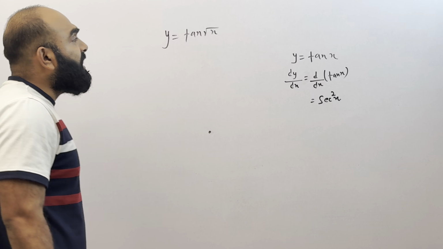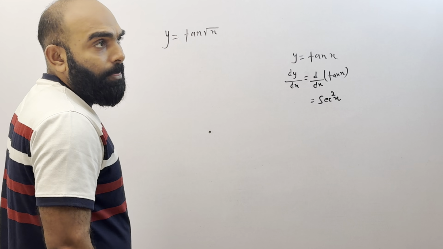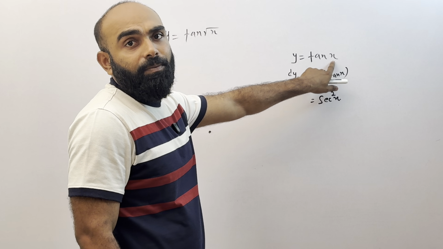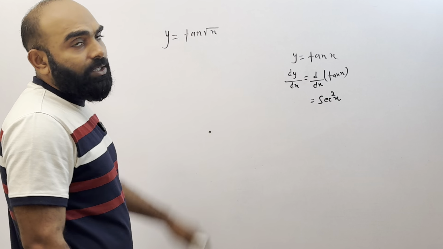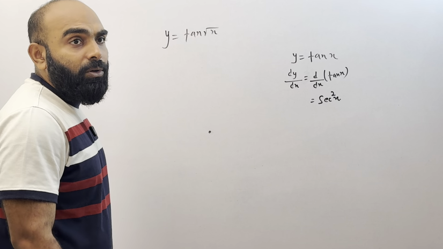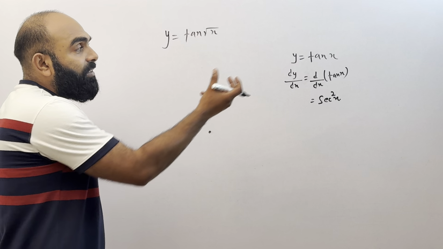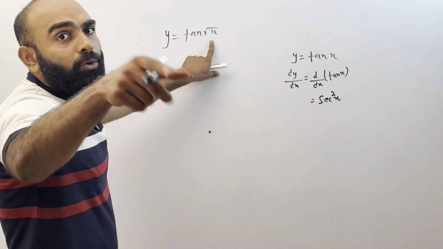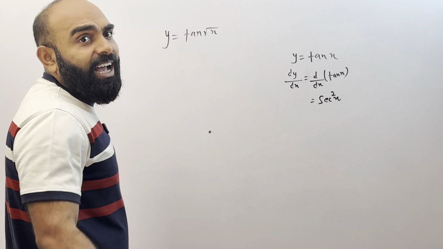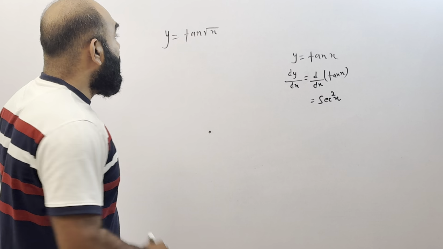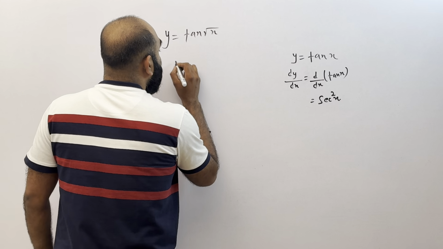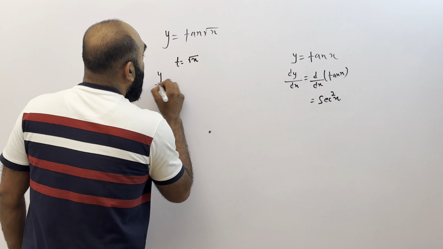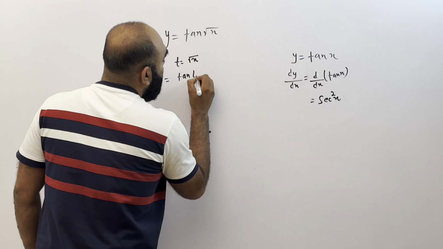But here they have written tan root x. Tan x differentiation we know, but we don't have this root x. So what will I do? This is the change from the original one. I will take root x as t only. Let t is equal to root x. Now this function will become y is equal to tan t.